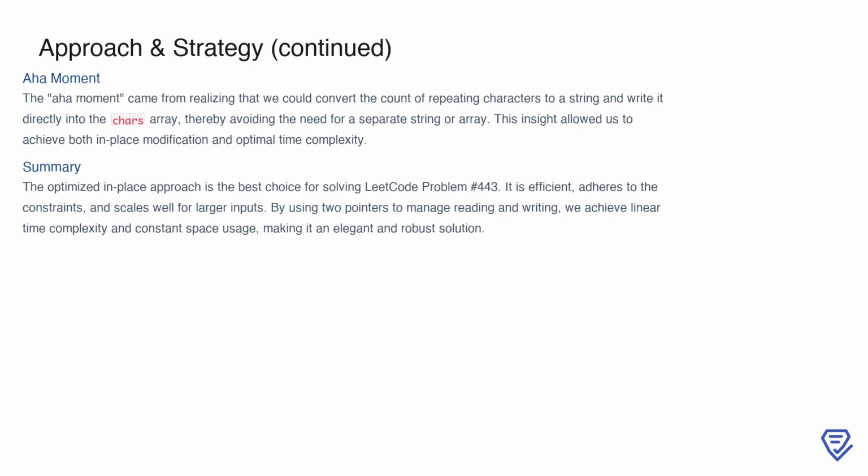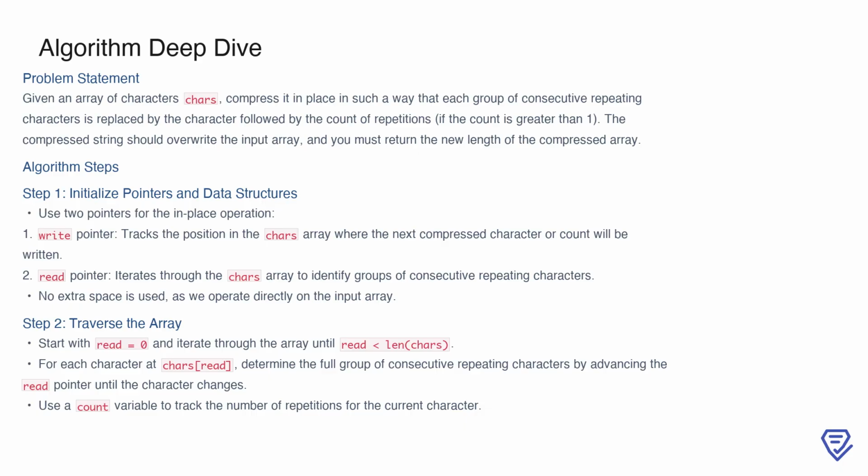The problem we're solving involves compressing a given array of characters, chars, in place. The compression is done by replacing groups of consecutive repeating characters with the character itself, followed by the count of repetitions, but only if the count is greater than 1. The goal is to overwrite the input array with this compressed version and return the new length of the array.